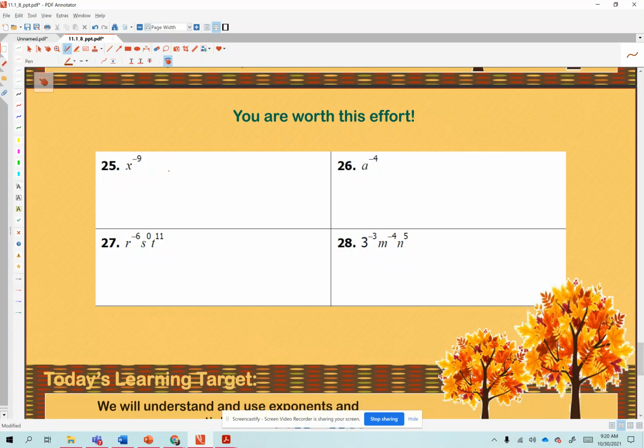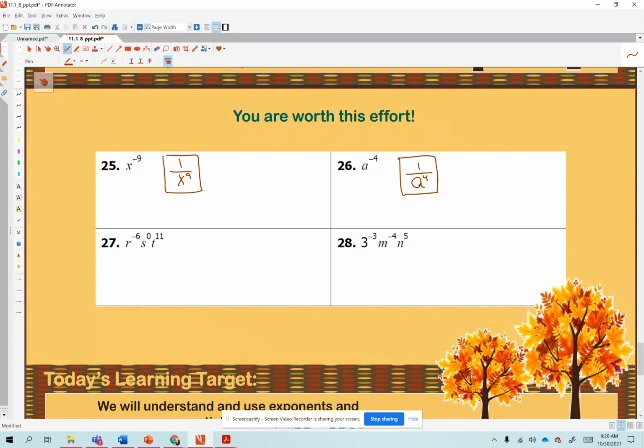So x raised to the negative 9th power is 1 over x to the 9, and we can't do anything else. We don't know what x equals. Similarly with a, so that would be 1 over a to the 4th, and we leave it there. That's our final answer.